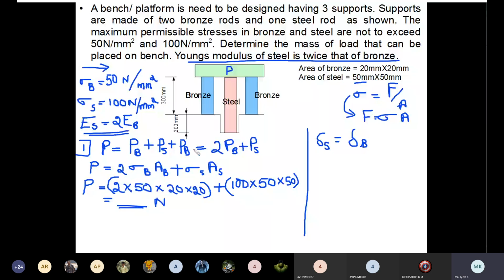So delta steel is given by force acting on steel, Fs, into length of steel, divided by area of steel into Young's modulus of steel, is equal to the bronze related terms: Fb, length of bronze, divided by area of bronze into Young's modulus of bronze.